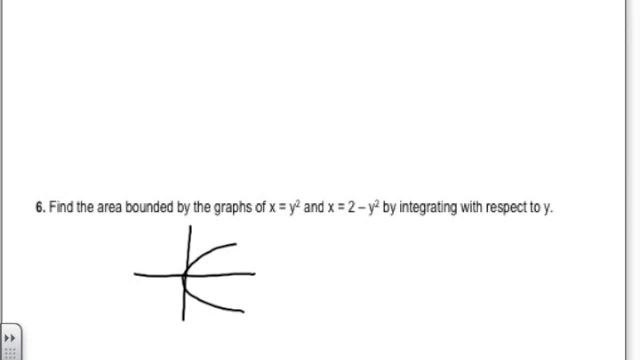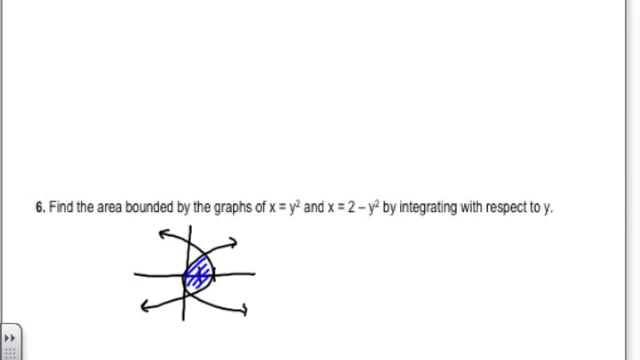And then x equals 2 minus y squared. So the minus means it would flip the other direction. And then the 2 means you'd go to the right 2 in this case. So it's going to look like this. Okay, so that's what we got going on. So we're trying to find the area in between.